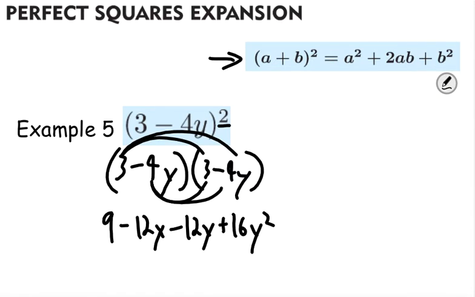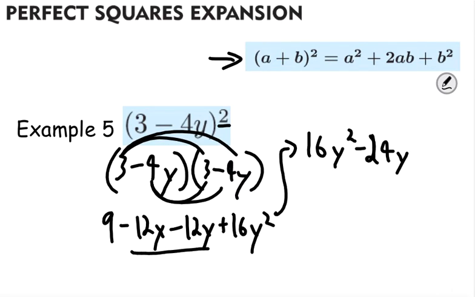When I collect my like terms, I'm going to want to try to write it with my highest degree term first. So I'm going to get 16y squared, now minus 24y, because I collect these two as my like terms, and then a plus 9. Notice it fits that equation up there, but instead of trying to memorize this, let's make sure we understand that when we square something, it's something times itself. We can expand that out.